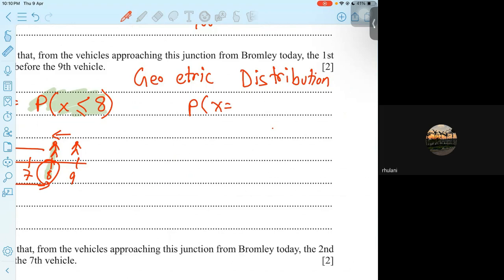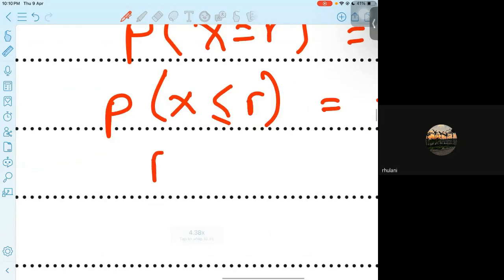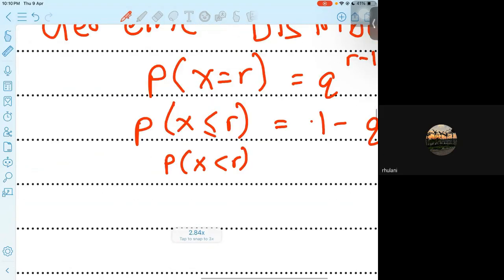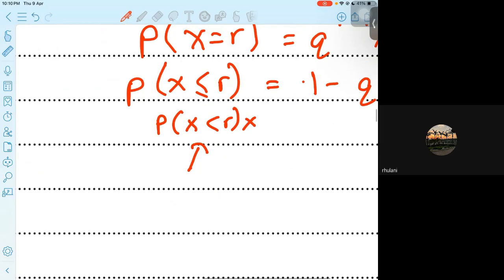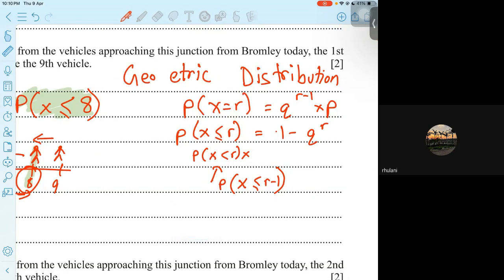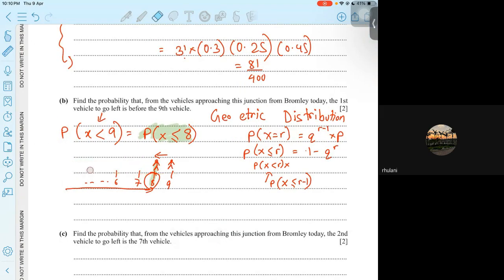So P(X = r) is q^(r-1) into p, and whenever we have X less than or equal to r, we have 1 minus q^r, right? As you can see, we don't have a formula for this. So whenever a question is given like this, you have to convert it into P(X less than or equal to r minus 1), okay? If you didn't know this before, please write it down. It's a very important thing to know in the syllabus. So we can now use this formula. So that is 1 minus q to the power 8, okay?